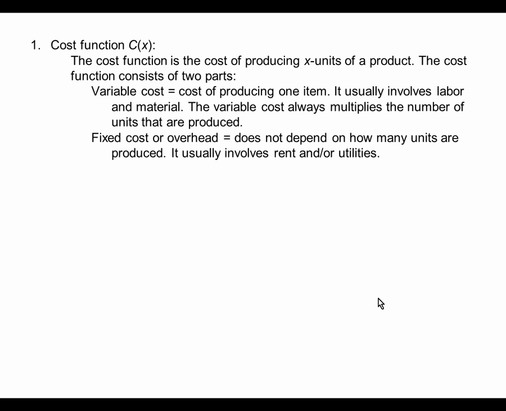Fixed cost or overhead does not depend on how many units are produced. It usually involves rent and utilities, things you have to pay even if you're not doing anything. For instance, if you're not making any products, you don't have to pay your workers because they're not coming in to work, but you still have to pay the rent on your factory.